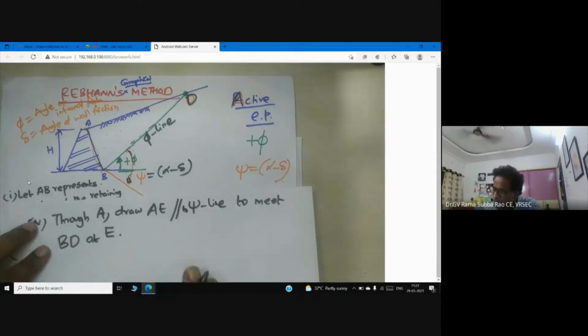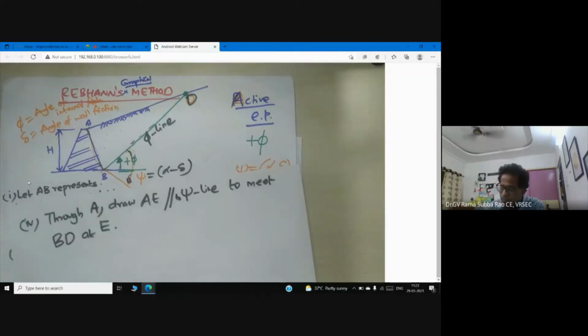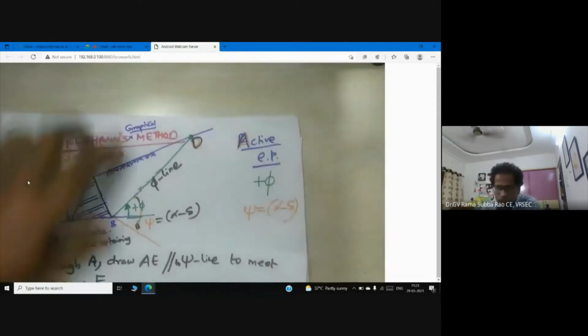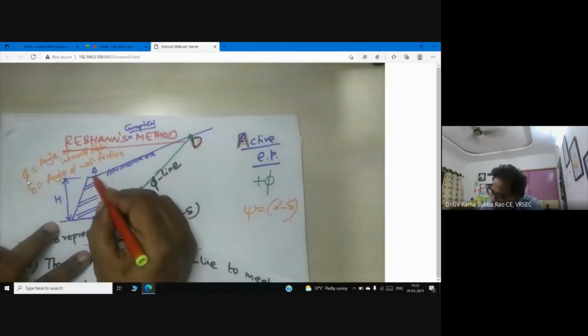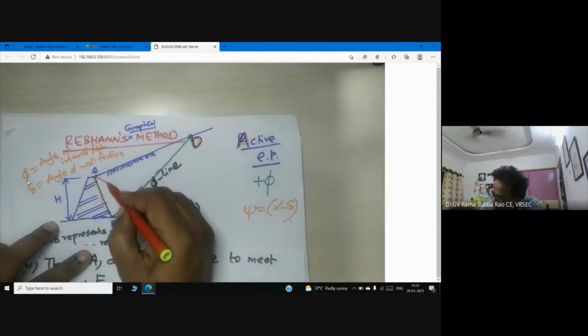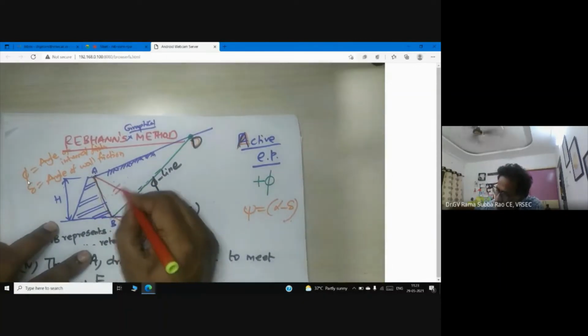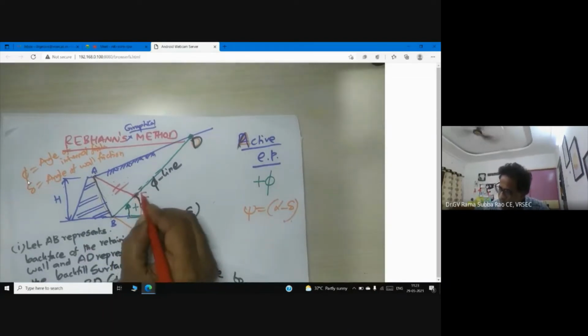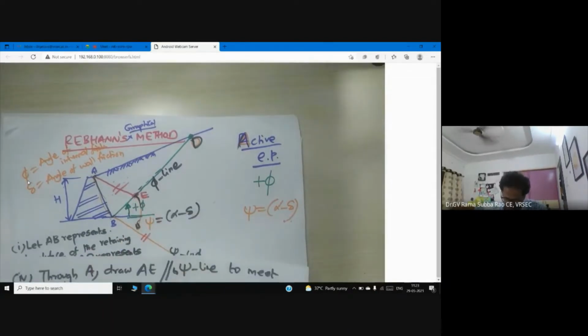So now you see, through A, draw a line. So I will pick another color. So give me 1 second. Yes. So through A, draw a line, okay, parallel to psi line. Yes. So now it is visible to you. Now can anyone tell me what is this point? E. E.